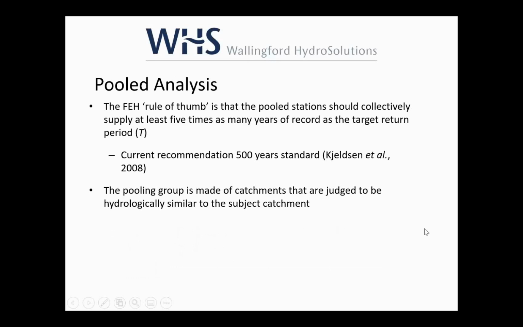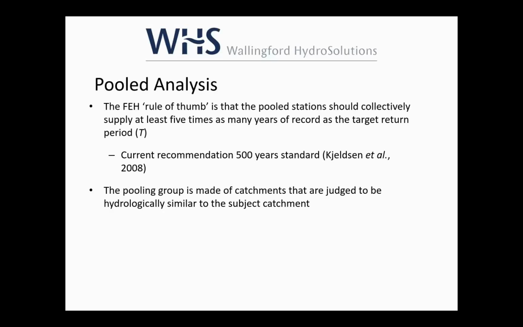So now we'll focus on the pooled analysis specifically. The software searches for similar catchments to your target catchment, and it automatically compiles a pooling group with over 500 station years. That's really based on the FEH rule of thumb that the pooling group should have more than 5 times as many years as the target return period you're looking at. The target return period tends to be the 100-year event when we're looking at flooding. That's not to say that if you're assessing a 1,000-year event you should use 5,000 years of data.